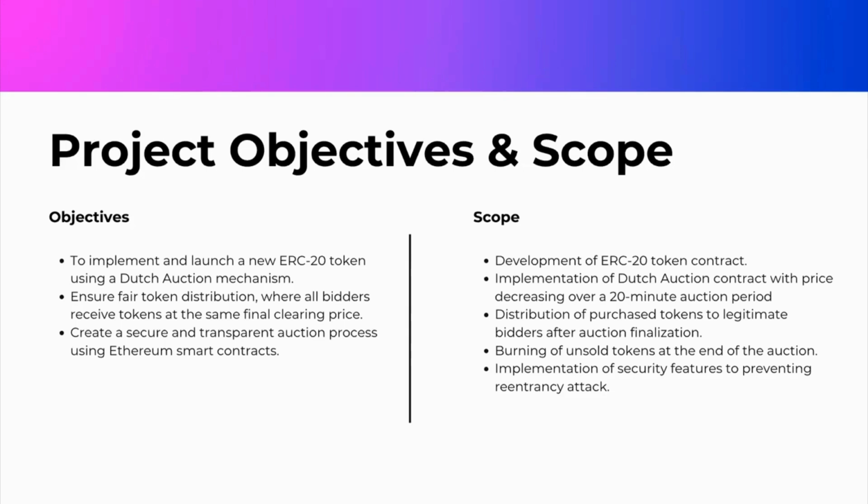Next, we implemented the Dutch auction smart contract, which controls the auction duration and manages the price reduction across the 20-minute time window. At the end of the auction, the contract automatically distributes tokens to eligible bidders at the final price. If there are any tokens left unsold, the contract burns them, meaning they are permanently removed from the total supply to prevent inflation. We also tested the system against reentrancy attacks to demonstrate security against common smart contract vulnerabilities.